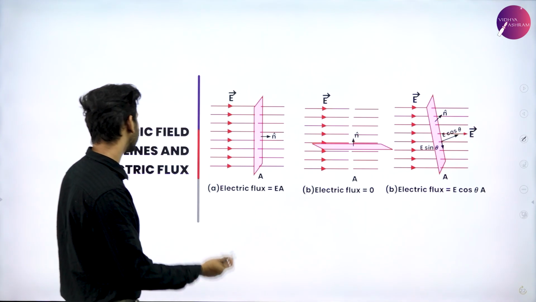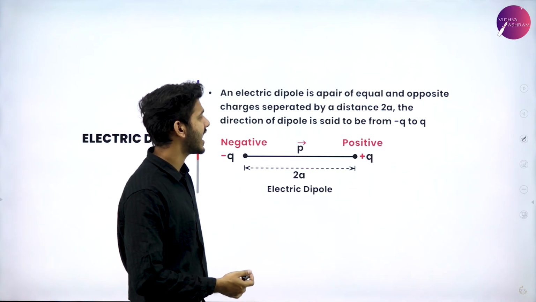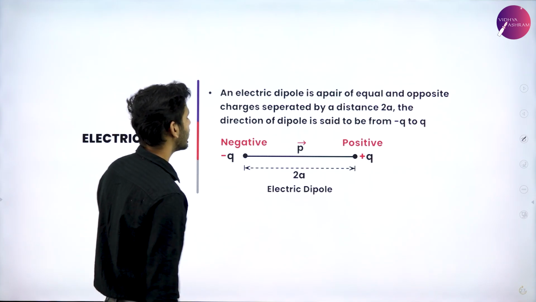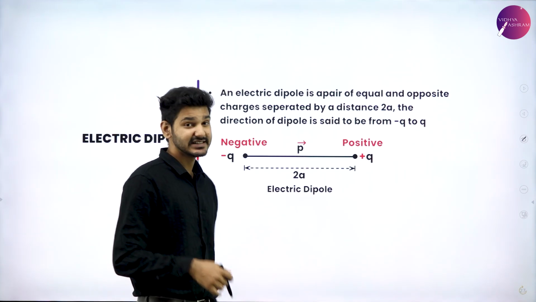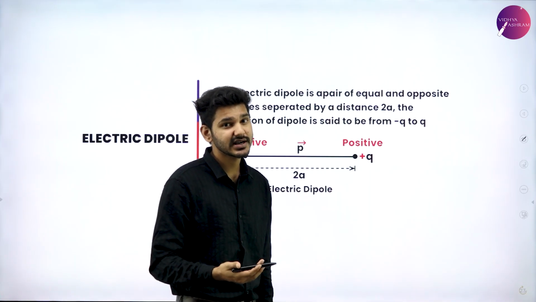Finally, we studied what electric field lines are, what electric flux is, and its physical significance. And finally, we also studied what electric dipoles are. In the next class, we will study how an electric dipole actually interacts with particles placed at different points.